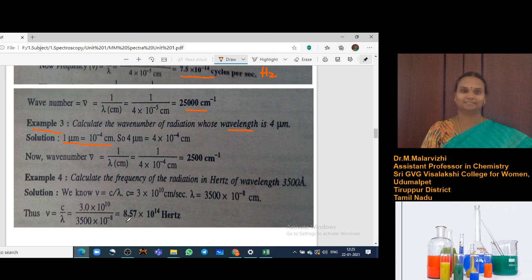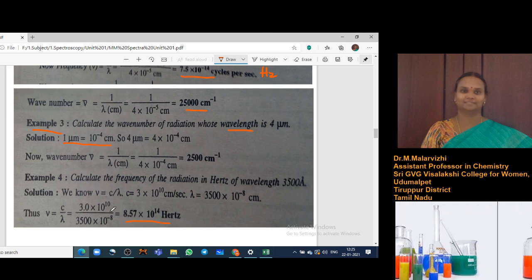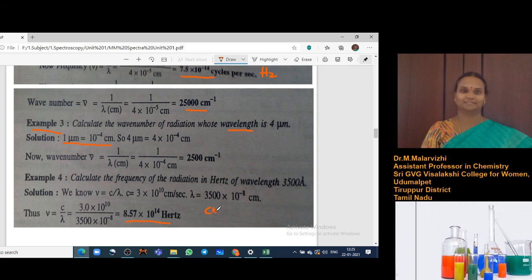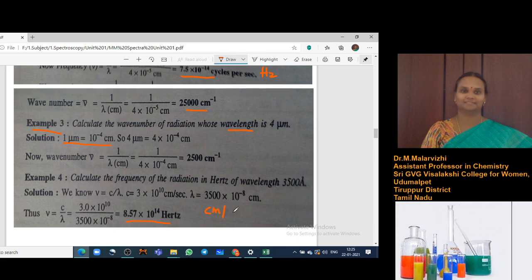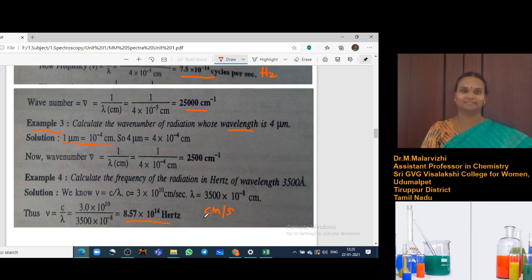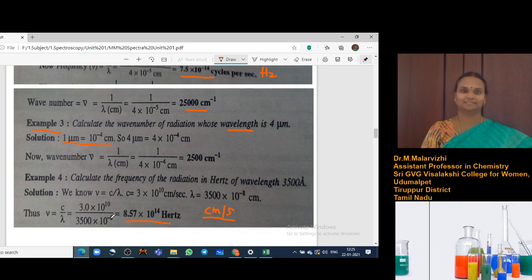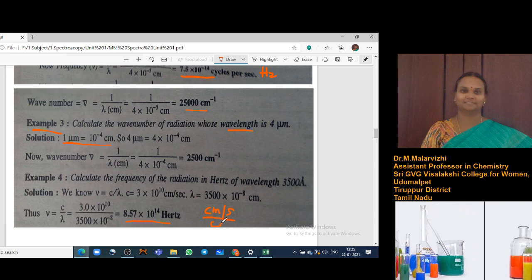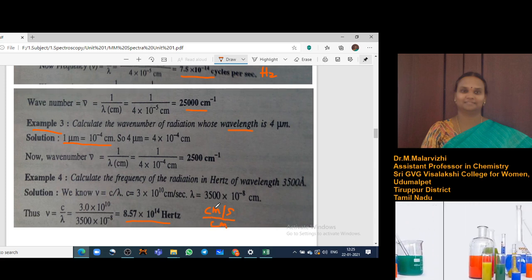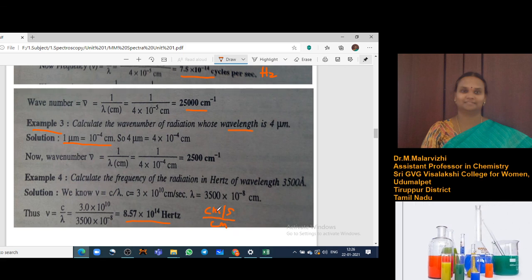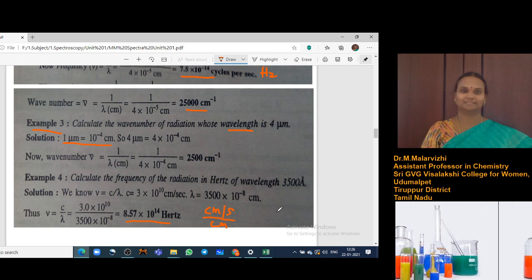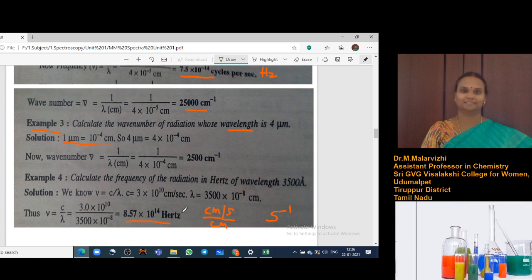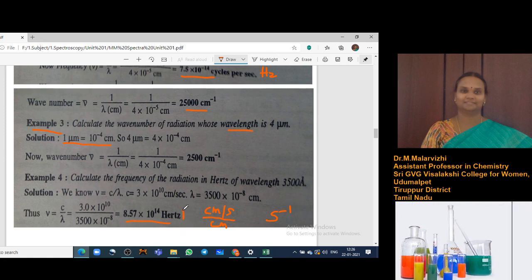And you have to give the unit here. The velocity of light has the unit centimeter per second, and divided by lambda, the wavelength, in centimeter. So in the numerator and denominator we have centimeter, so they will cancel off. So only second to the power minus 1 is the unit, or otherwise we can say it is hertz.